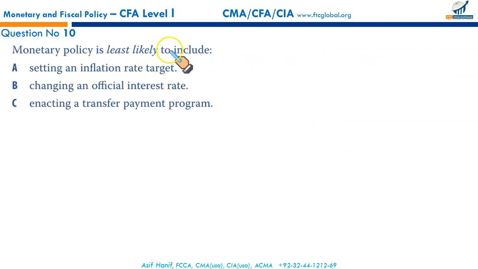Monetary policy is least likely to include setting an inflation rate target? Yes, it does. Changing an official interest rate? Yes, it does. Enacting a transfer payment program? No, a transfer payment program represents fiscal, not monetary policy. So that makes C the correct option.